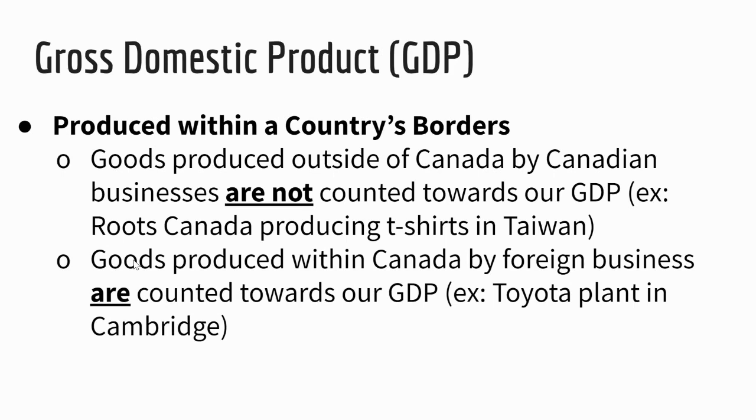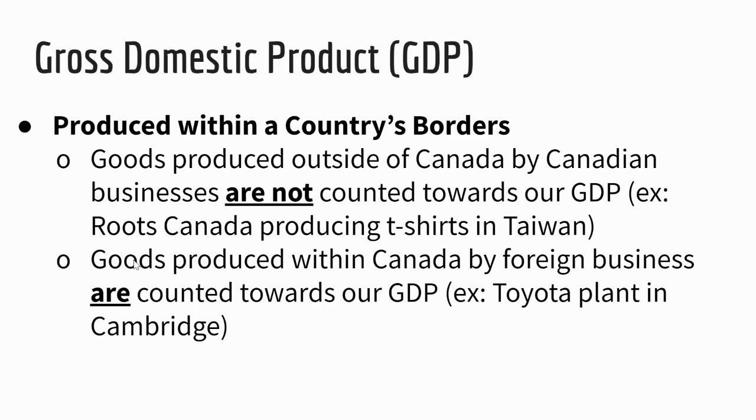For example, our Toyota plant in Cambridge, as well as the one in Woodstock, those are cars being produced, put together to their end state in Canada, even though the business that owns them and chooses what to do with that money is not a Canadian business. So it's really important that we keep this straight in our head. For GDP, we're counting the final production that has to happen in Canada.